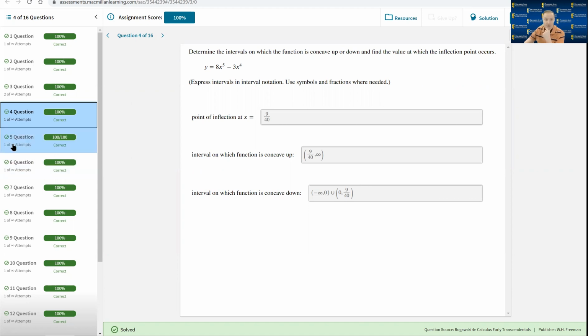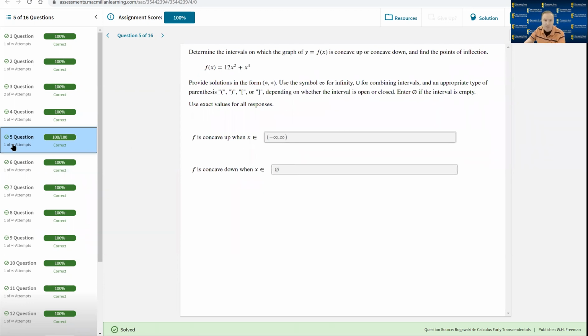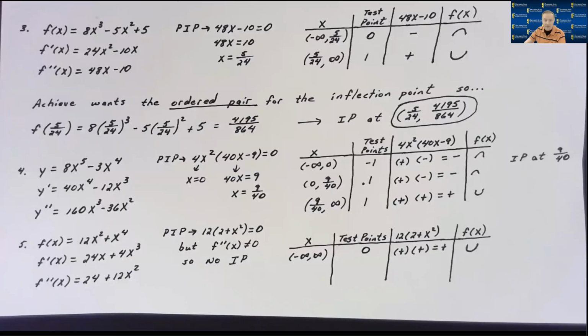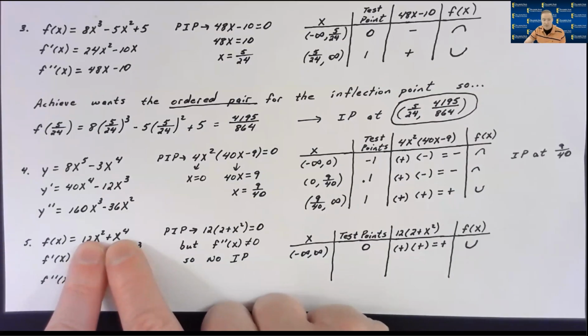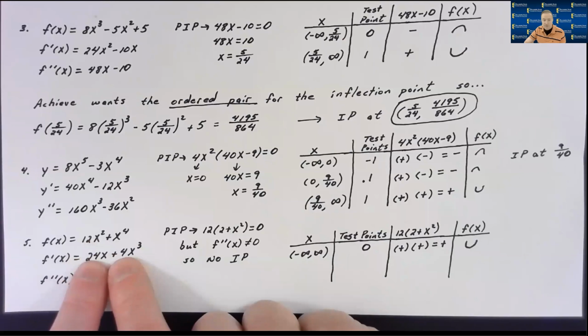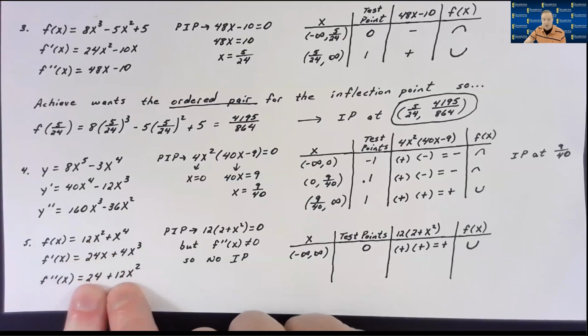Now, for number 5, same type of problem. We are given another polynomial function. This one, they're just asking us where it's concave up and concave down. They don't even ask us to list the inflection points this time. No problem. So here's my polynomial, 12x squared plus x to the 4th. I take the derivative, I get 24x plus 4x cubed. I take the second derivative, 24 plus 12x squared.